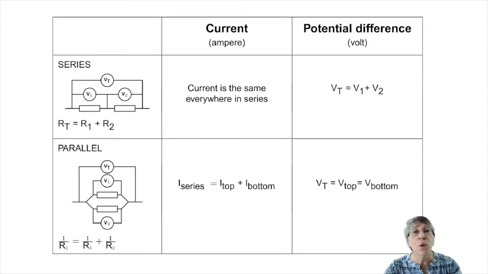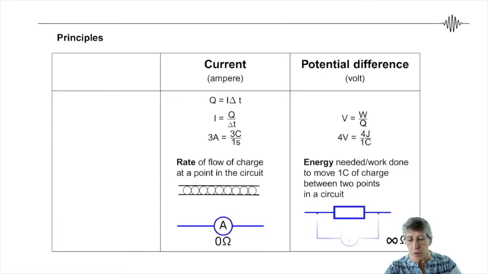Now we want to know what's going to happen to current and potential difference when we are in series and parallel circuits. Now when things are connected in series, it means they are connected one after the other. The charges have to pass through the first one and through the second one. Now remember, we're thinking about a hose pipe with charges inside, marbles inside.